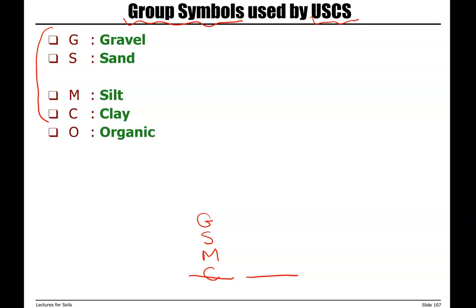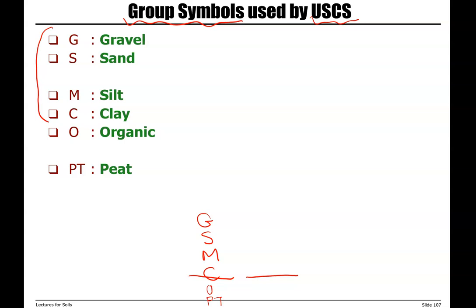Also, if we have a soil that has a high content of organic material, we will use O, and if it's peat, we will use PT. So other options are O or PT. One of these will be selected to make the symbol for our soil.